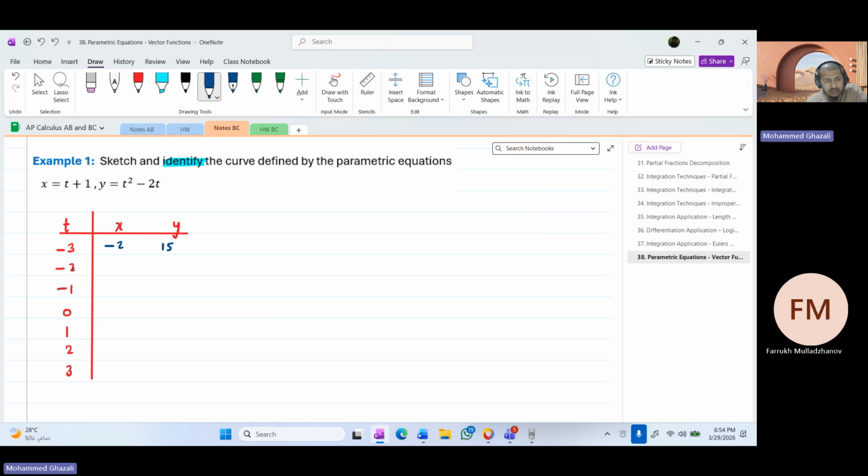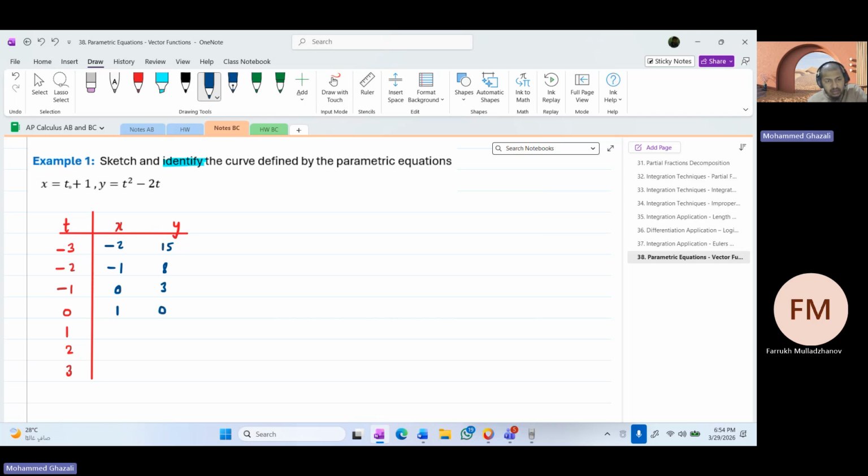If the value of T is -2, you get -1, and 4 minus 4 plus 4, it will be 8. Yes, this is right, this is 8. That's correct. If the value is -1, it will be 0 here, and if it's -1 here, it's going to be 3, correct? If the value is 0, then it's 1, and that's 0.